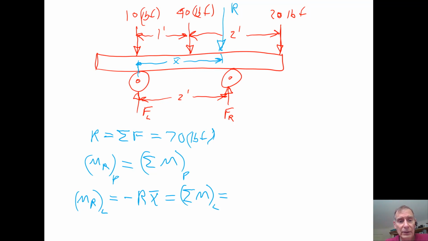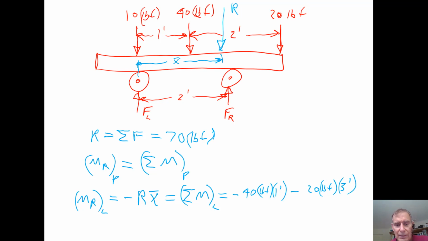The 10-pound force is right over L, so it doesn't create any moment. Then we have 40 pounds times 1 foot, which is also a minus. And then we have the 20 pounds, and its moment arm about point L is 3 feet, 1 foot plus 2 feet. So that's going to be minus 20 pounds times 3 feet.